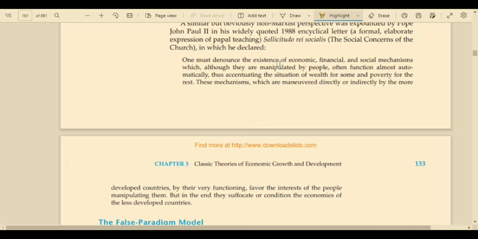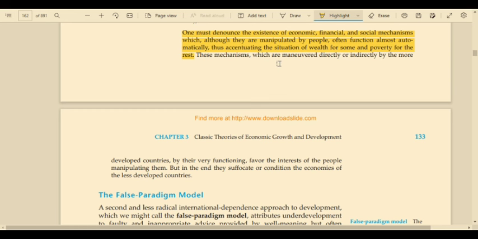So this is one important point. One must renounce the existence of economic, financial, and social mechanisms which, although they are manipulated by people, often function almost automatically, thus accentuating situations of wealth for some and poverty for the rest. These mechanisms are maneuvered directly or indirectly by the more developed countries by their very functioning, and they favor the interest of the people manipulating them. But in the end, they suffocate or condition the economies of the less developed countries.